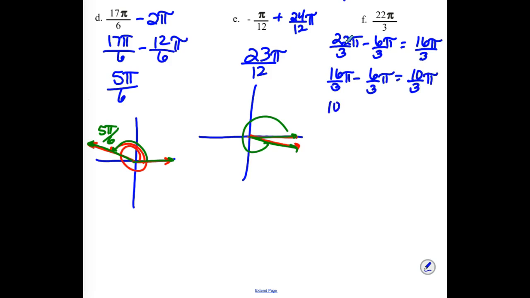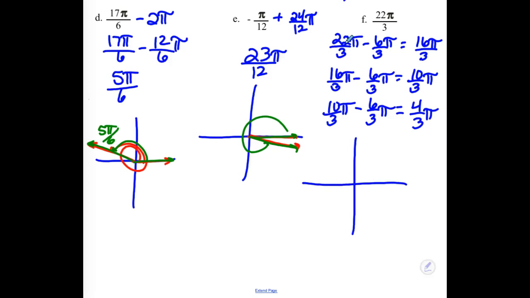No. So again, we've got 10/3 pi. We're going to subtract a full rotation. We're down to 4/3 pi. Is that okay? Yes, because 1 full rotation, 2 pi, is the same as 6/3. We just have to be under 6. So we have an angle that's 4/3 pi. How many rotations did we subtract?